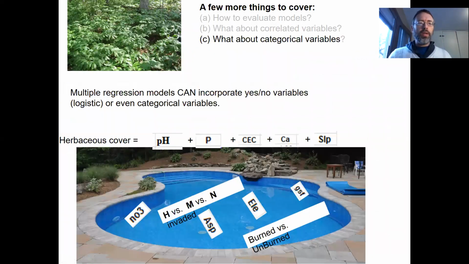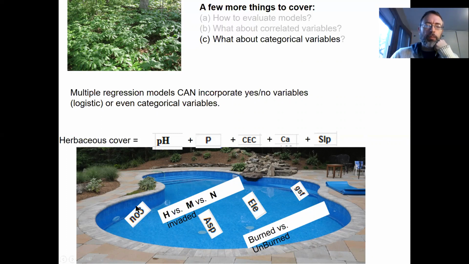A couple more things. One is that you can have multiple regression that includes yes, no, or categorical variables. This is called logistic regression. We're not going to do that here. You can have logistic regression with a single predictor and multiple responses. That becomes complicated. We're not going to do it in this class.